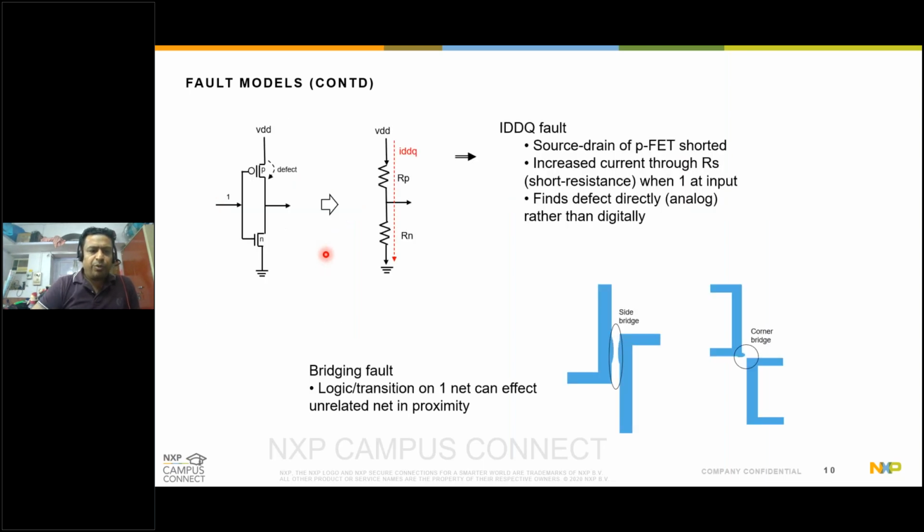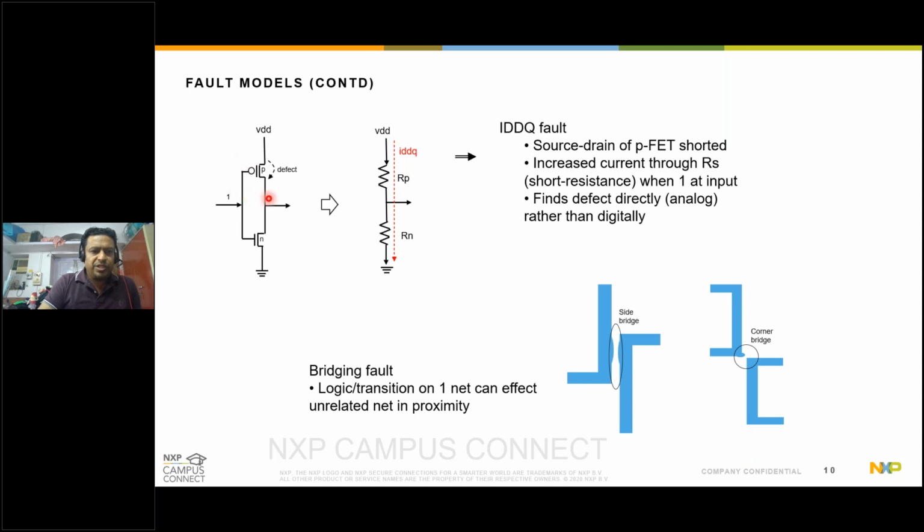Okay, continuing with the fault models, let's see what IDDQ faults are. We discussed that there are faults which can cause excessive current in your design. So let's consider this typical CMOS inverter. Whenever you are driving a 1 on the input of this inverter, you would expect this N transistor to be on and this P transistor to be off. As a result, you would expect that only leakage current will flow through this CMOS inverter.